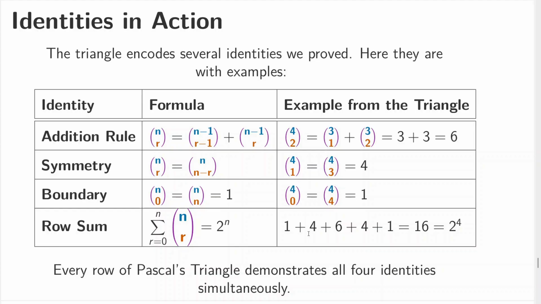Lastly, the row sum formula demonstrates that adding all combinations in a row equals 2 to the power of n, just as 1 plus 4 plus 6 plus 4 plus 1 equals 16, which is exactly 2 to the 4th power. Every single row of Pascal's triangle demonstrates all 4 of these beautiful identities simultaneously. This brings us beautifully to Part 5, Summary.